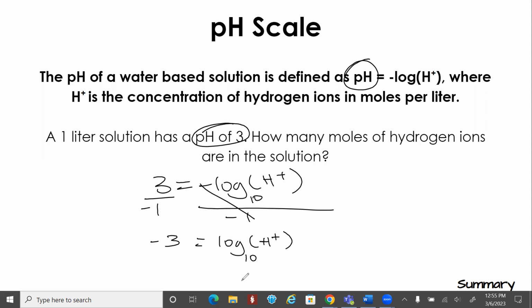And then I'm going to start at my base, go to the outside, finish over here. So that's going to be 10 to the -3 equals H plus. And when we simplify that, that's going to give me 1/1000.